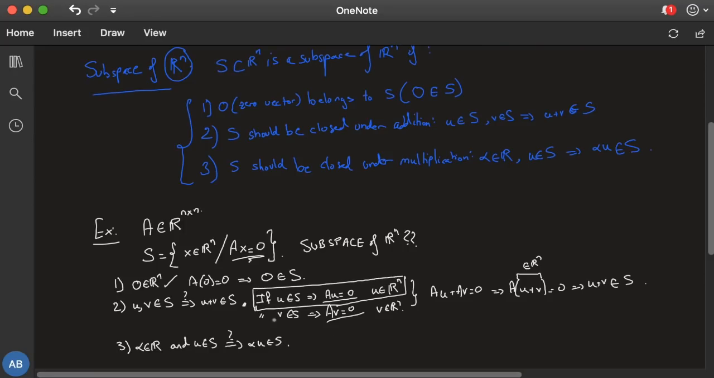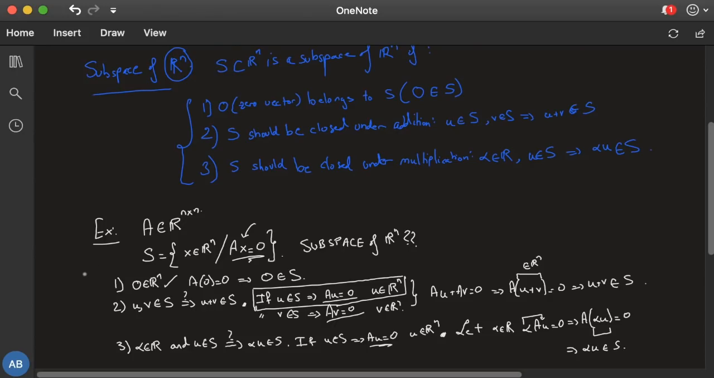If u is in S, that means that Au is 0, for u in Rn. Well, let's multiply both sides by alpha, where alpha is in R. We get alpha Au is 0. We can play around with alpha due to one of the properties we mentioned in previous lectures, so I can absorb alpha into u as such. A times alpha u is 0. So alpha u also satisfies this equation. Hence, alpha u is in S.